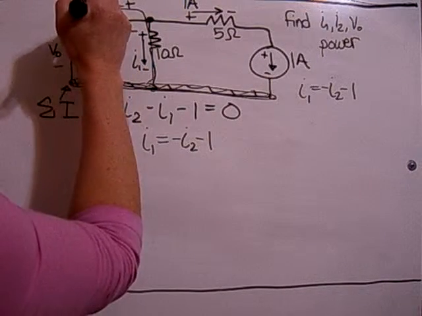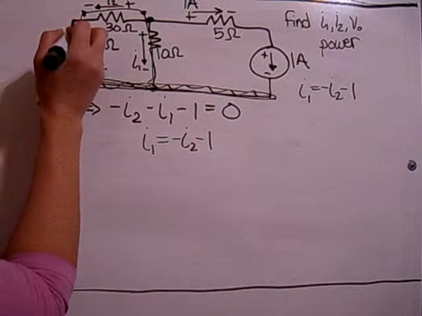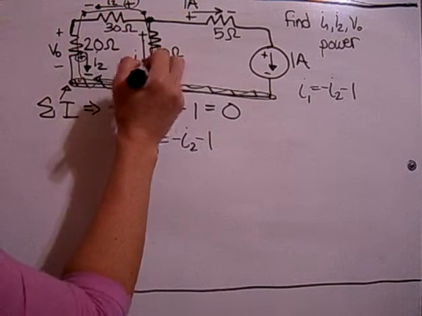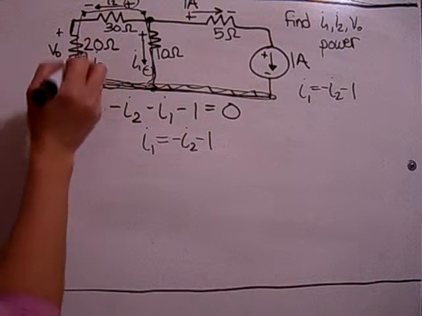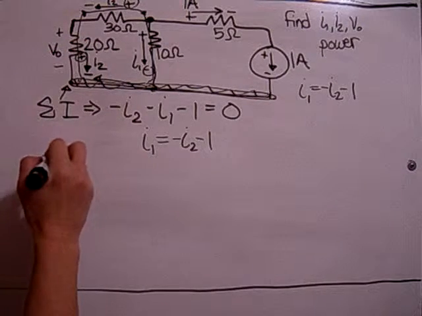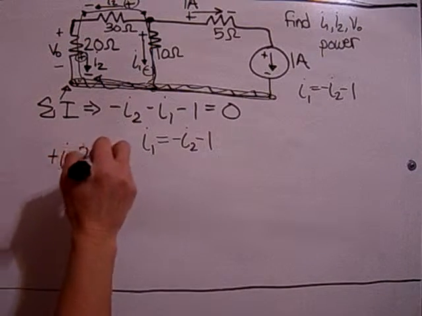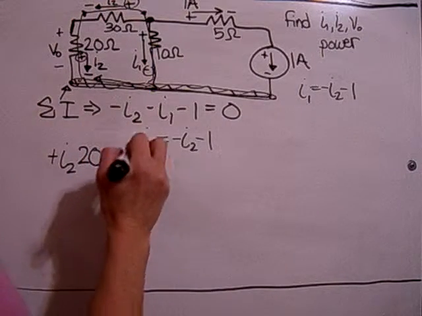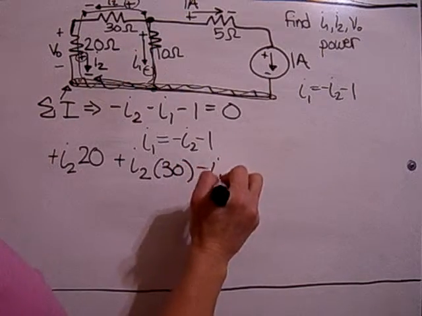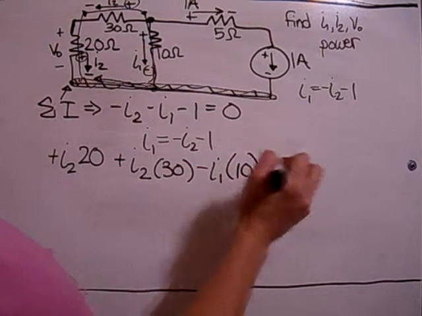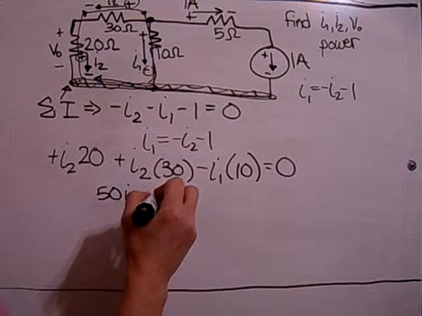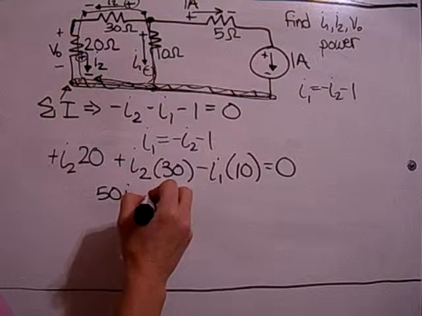Going around in this direction, I come up here, I have a plus as my second sign, and I have a plus, and then I have a minus. My voltage across any resistor is I times R, so this is going to be plus I2 times 20, then plus I2 times 30, then I come down and it's minus I1 times 10 equals 0. I can combine these to 50 I2 minus I1 times 10.